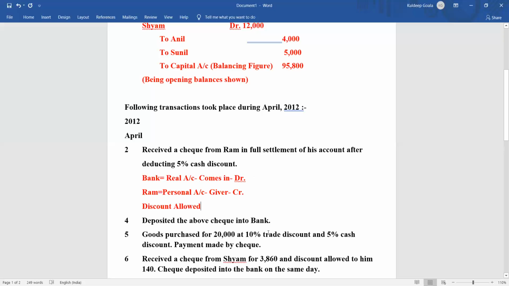Okay, then the discount allowed. So discount allowed is a nominal account, remember that. It is a nominal account because regularly it is being given and taken also, right? We receive also when we give also. So nominal account. And the rule for nominal account says debit losses and expenses, credit gains and income. And if I allow discount, it is my loss, right? So loss will be debit. Clear?